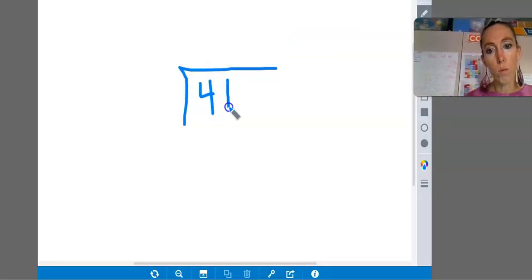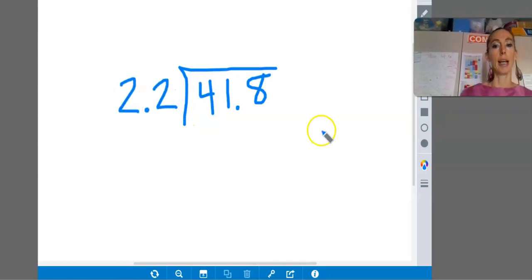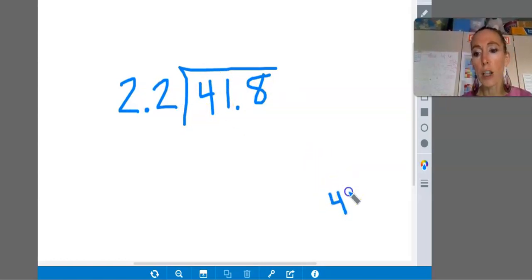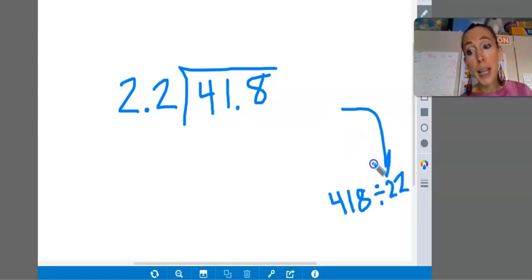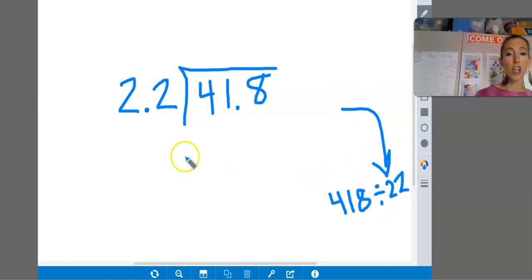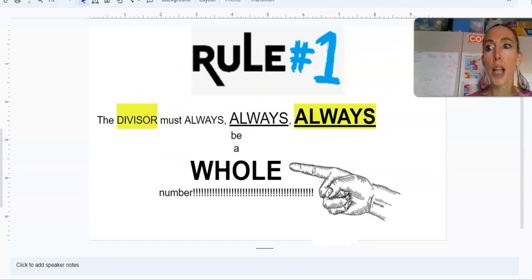All right, we got 41 8/10, and we're dividing it by 2 2/10. Now we know if we were to draw that visual like I just told you, you'd be coloring in 418 tenths, and then you would be circling groups of what? 2 2/10, which is 22 tenths. So we can really think of this problem like this. And why is that? Because our number one rule is our divisor has to be a whole number.